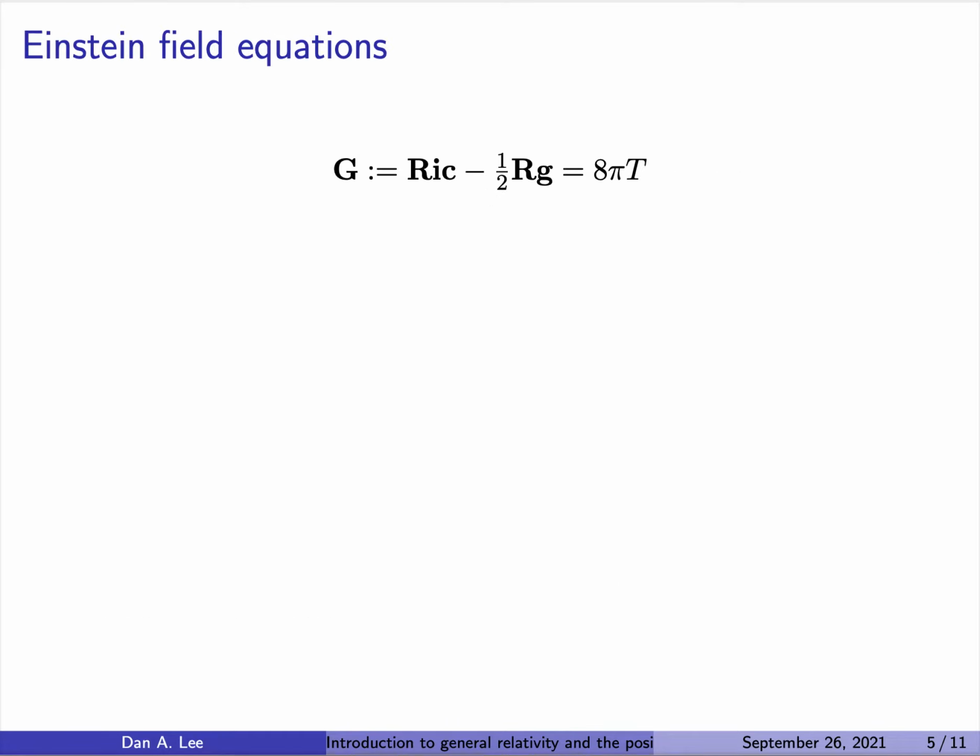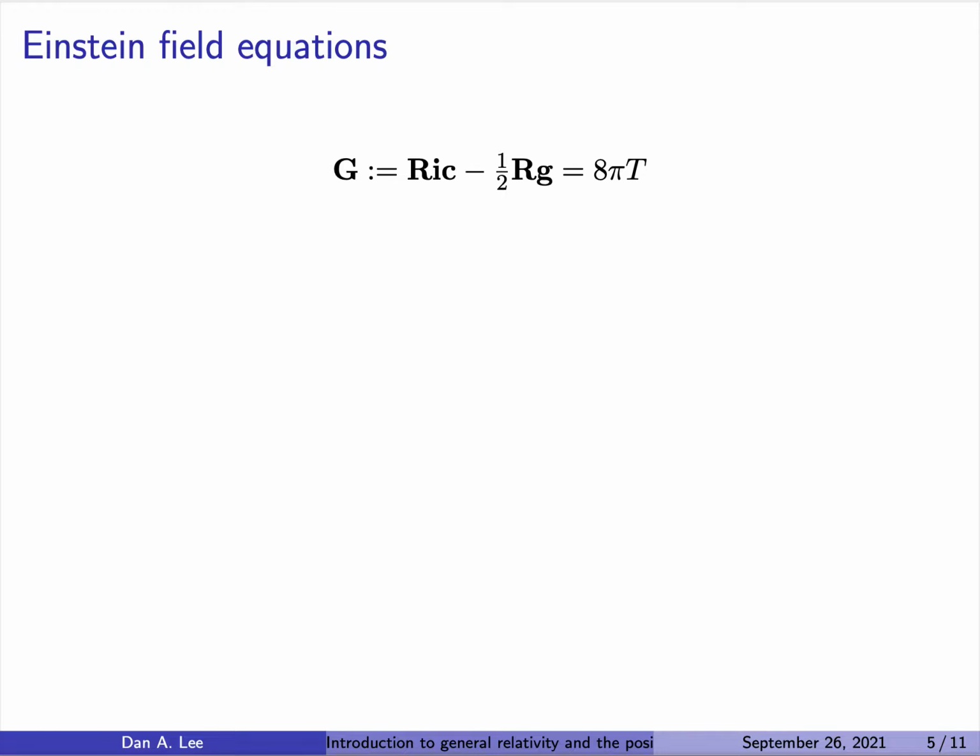Okay, so now let's get back to some other core ideas of general relativity, and that's the Einstein field equations. First I'll say what the G is. The G is known as the Einstein tensor. It is defined to be Ricci minus a half scalar times g. Here the R is the scalar curvature of g. Like Ricci, it's a symmetric 2-tensor.